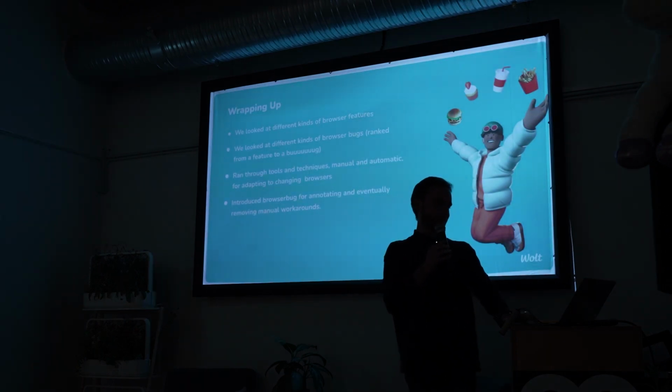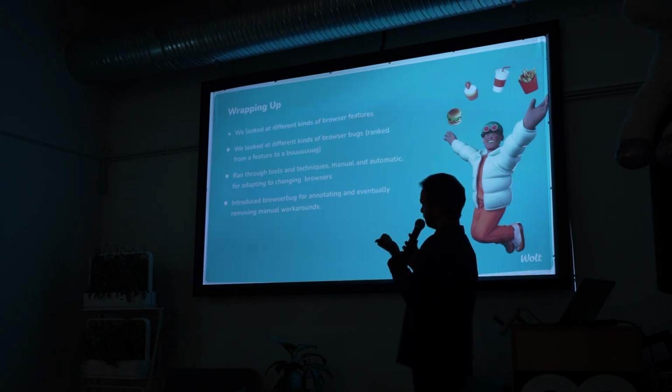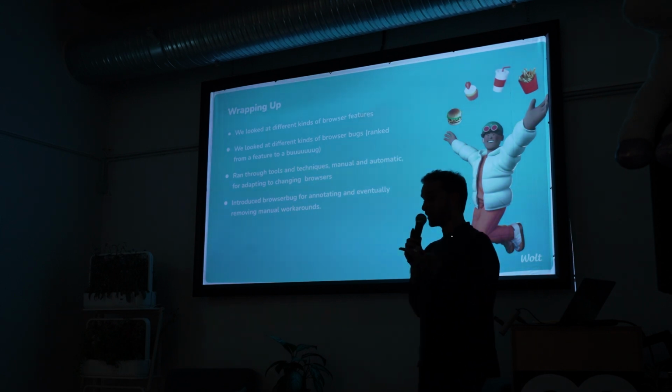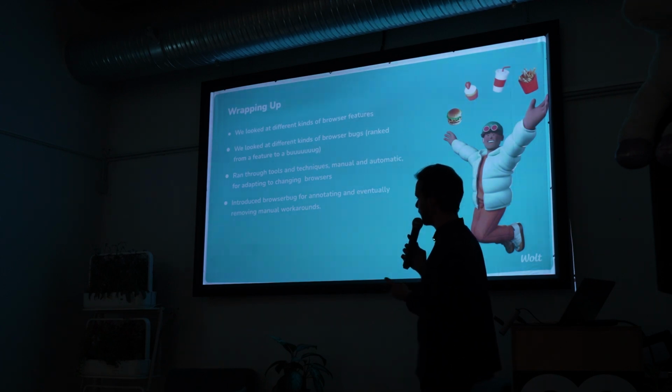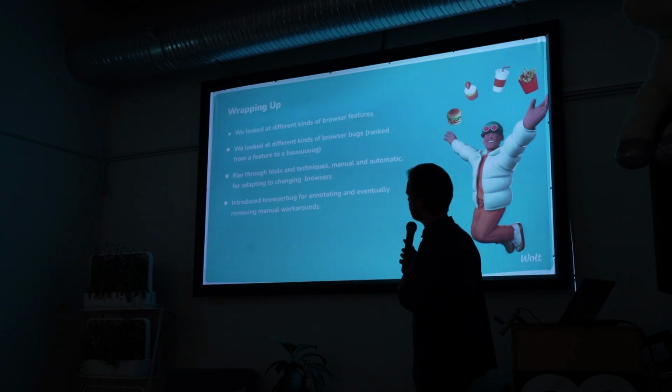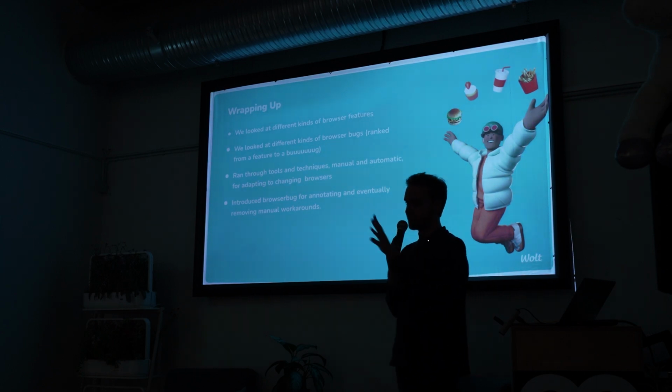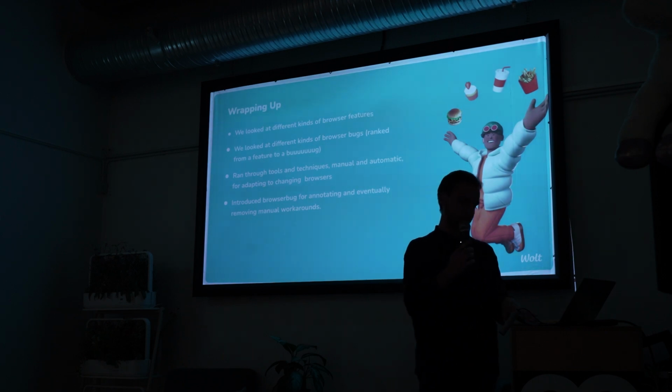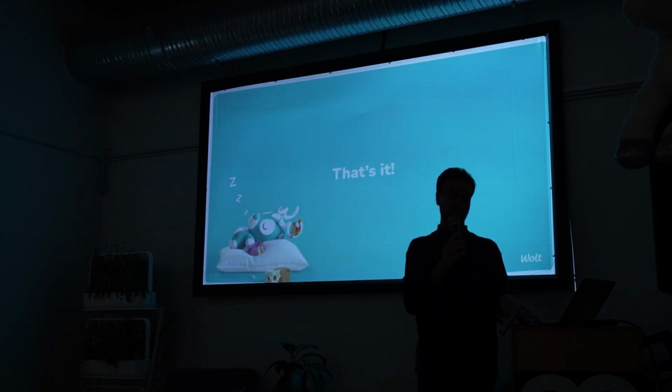So just to wrap up, we looked at different kinds of browser features. We looked at different kinds of bugs, and we tried to categorize them from, maybe it's a feature, to, yeah, definitely it's a bug. We ran through different tools, like automated and manual tools, to adapt to this environment. And I thought maybe a fun idea I've been having about how to annotate this last remaining quadrant of manual checks that we don't want to linger in our code base. This has been it for me.